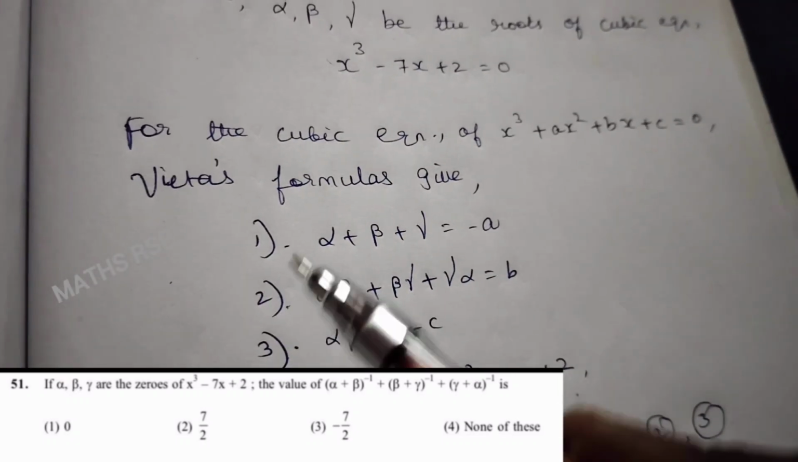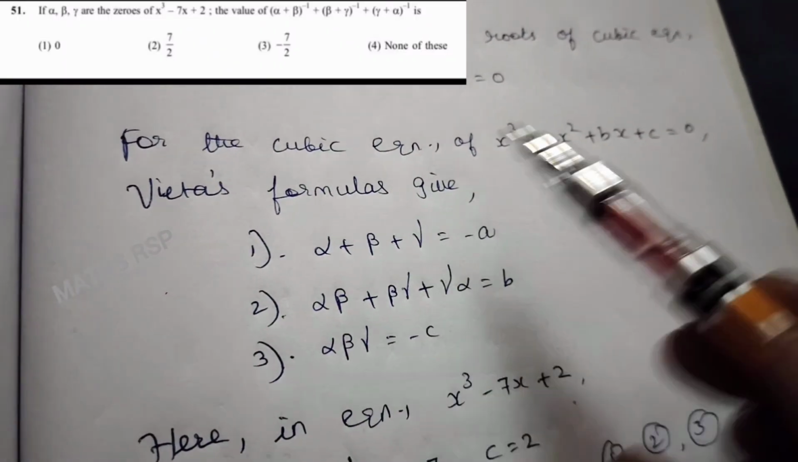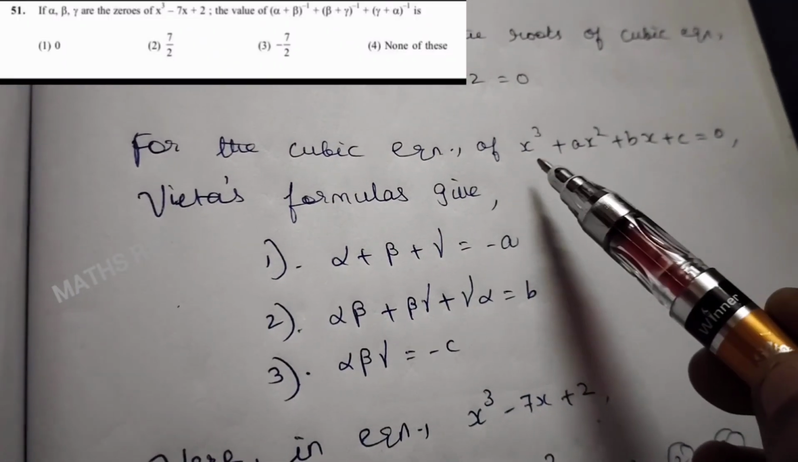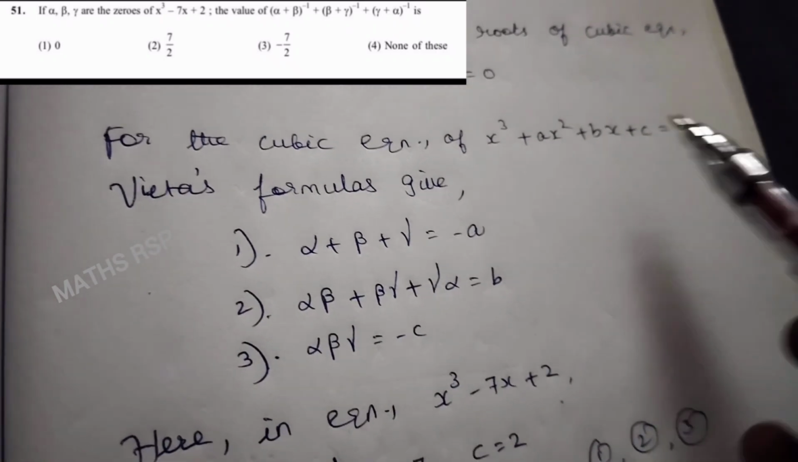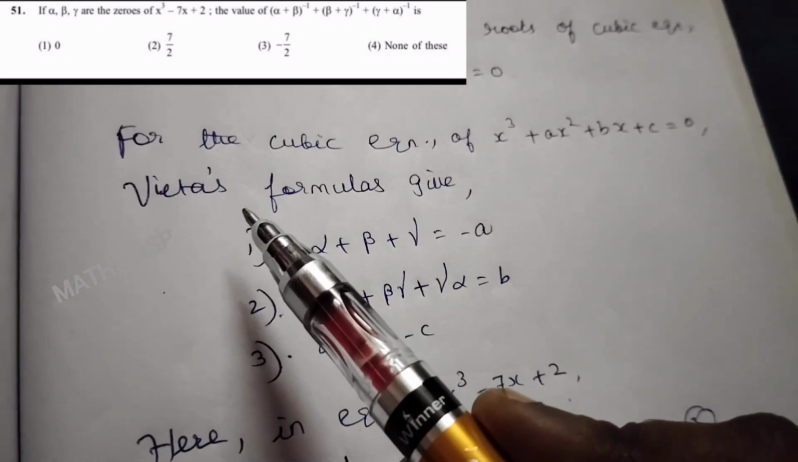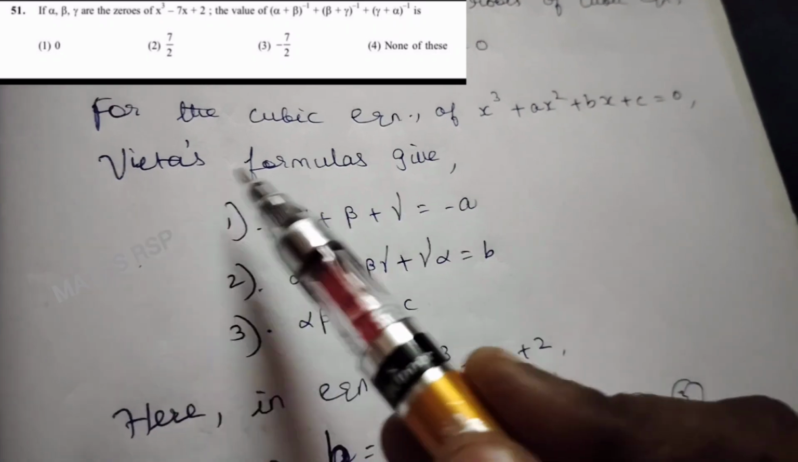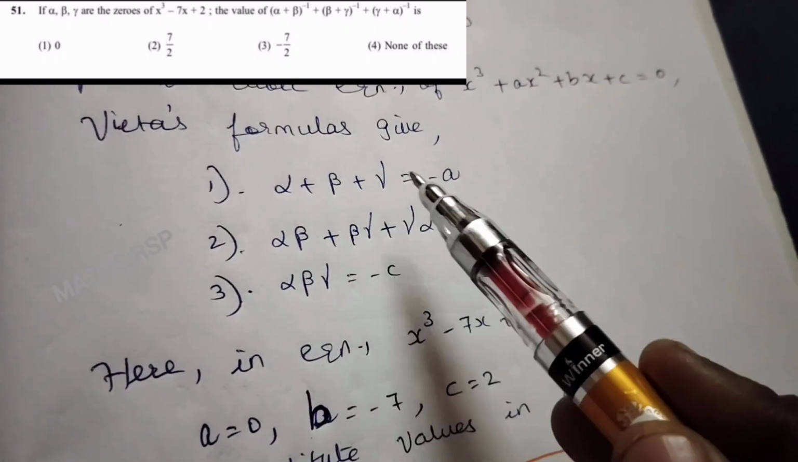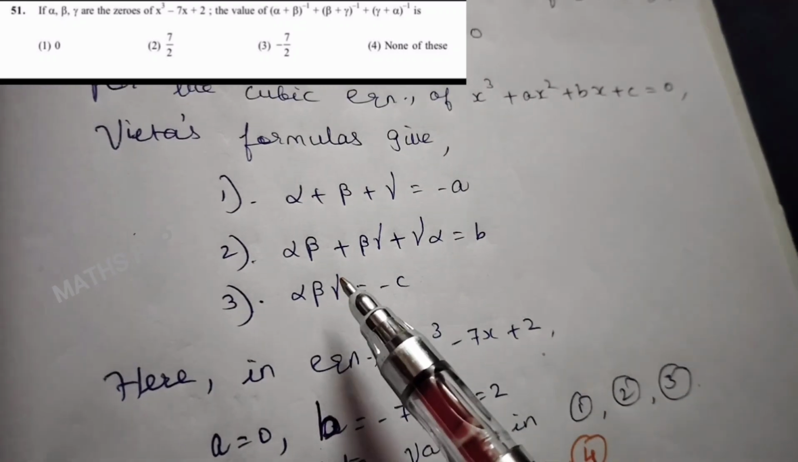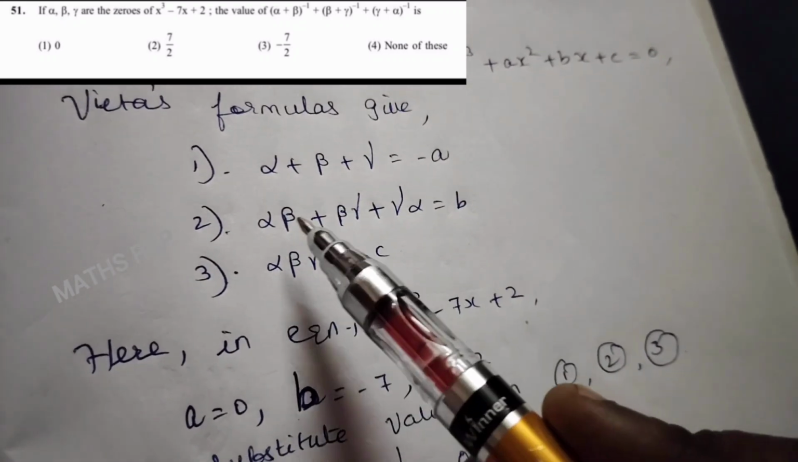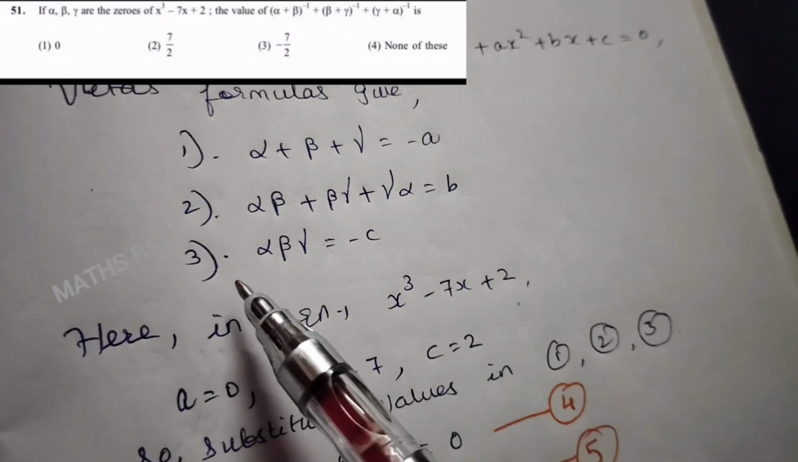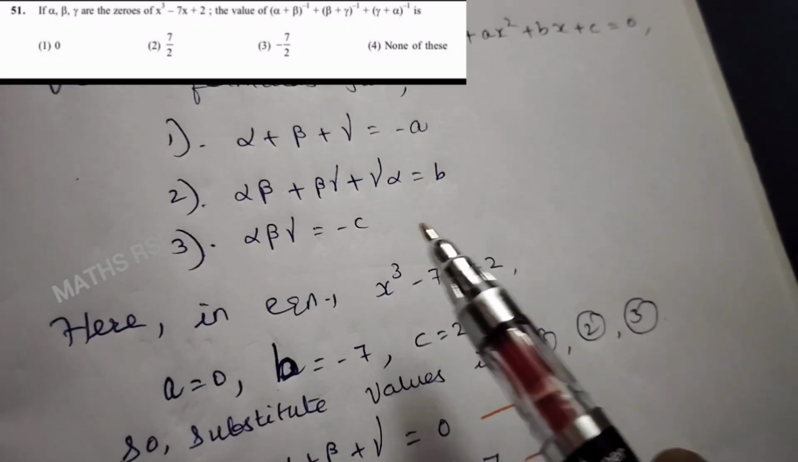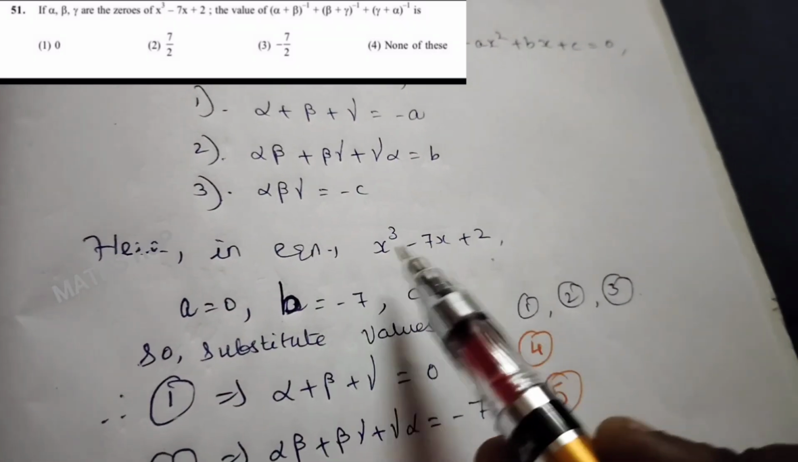First step. For any cubic equation, x cube plus ax square plus bx plus c equal to 0, already you know it, I think, Vieta's formulas give these three expressions. Alpha plus beta plus gamma equal to minus a. You need to remember these three. Alpha beta plus beta gamma plus gamma alpha equal to b, and the third, alpha beta gamma equal to minus c.